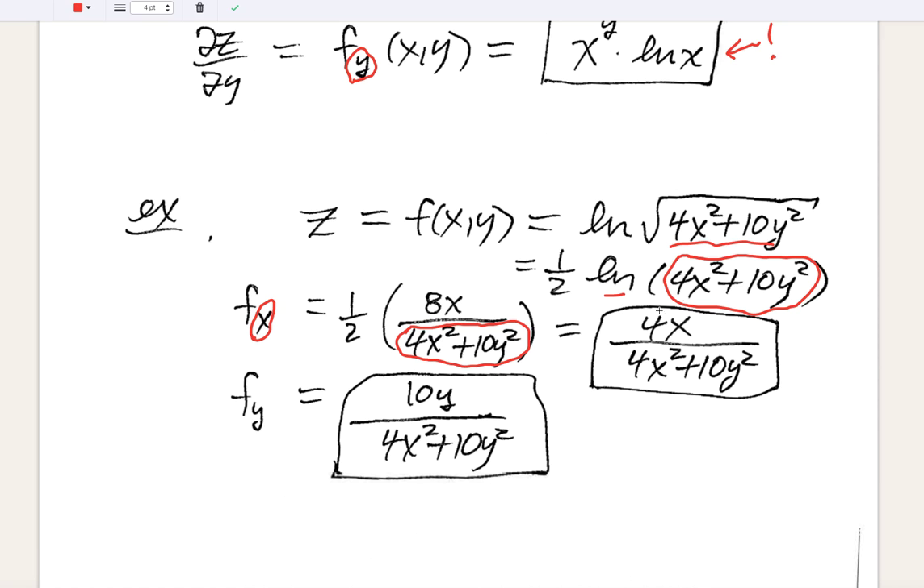So we just get what? 8x up on top. Don't forget your half. The whole kit and caboodle becomes what? 4x over 4x squared plus 10y squared.